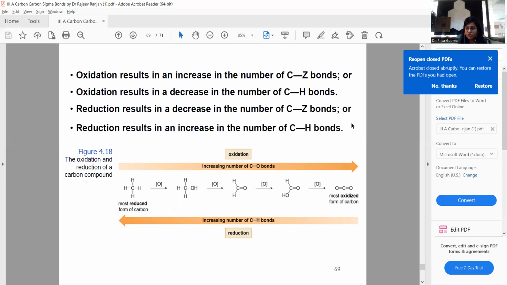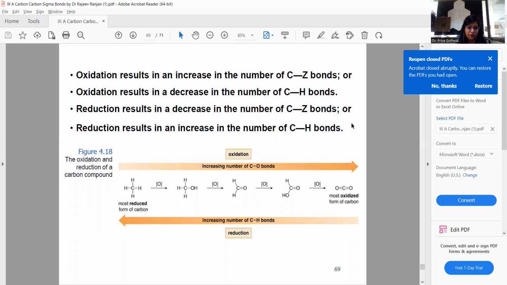In this process, oxidation results in an increase in the number of carbon-Z bonds, or a decrease in the number of carbon-hydrogen bonds. Reduction results in a decrease in the number of carbon-Z bonds, or an increase in the number of carbon-hydrogen bonds. This phenomenon occurs during the course of the reaction.